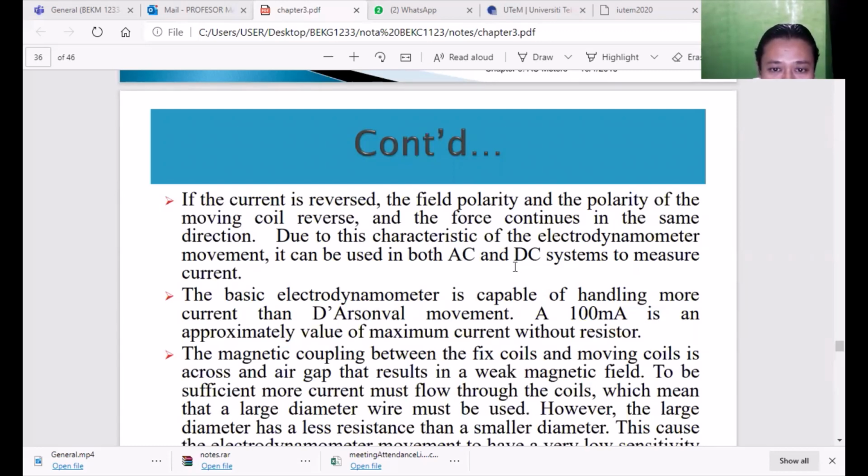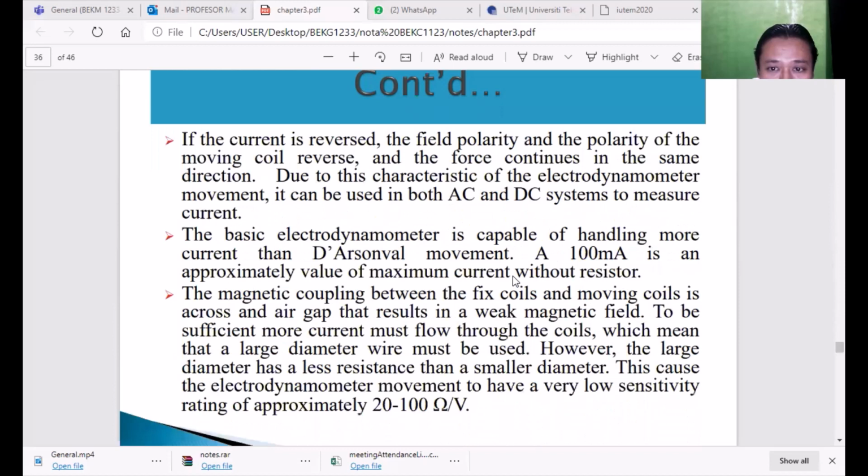The basic electrodynamometer is capable of handling more current than the ensemble movement. 100 milliamperes is an approximate value of the maximum current without a resistor. So the advantage of the electrodynamometer is that it can handle more current compared to the ensemble movement.